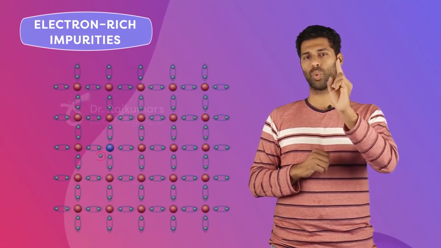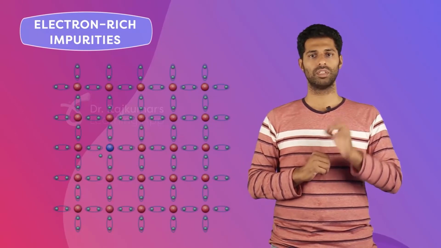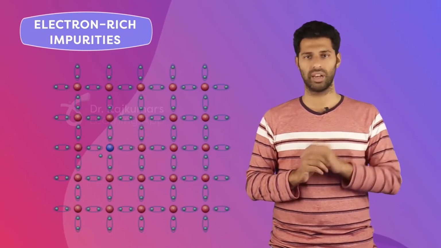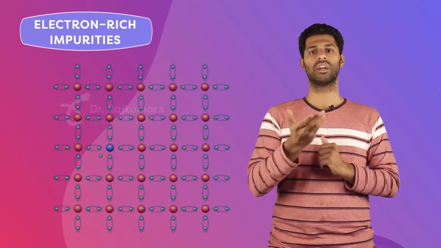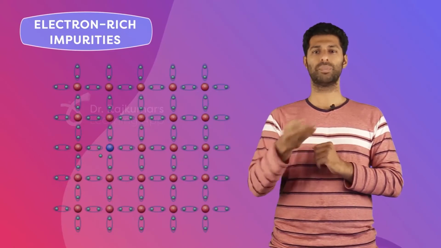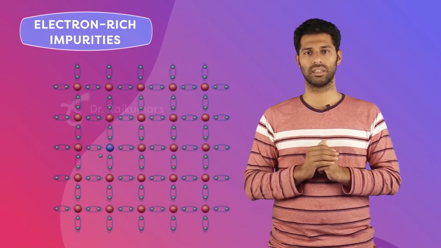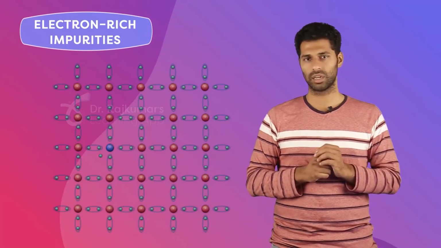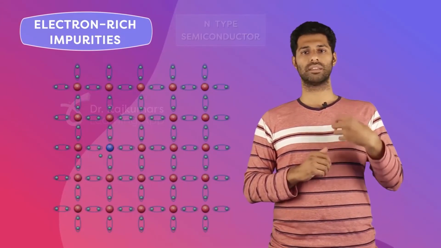Now, you find that one electron is left out, right? One electron of the phosphorus is outside. That is, there is an extra electron. Now, this excess electron is what will result in the conductivity. That is, increase in conductivity of this semiconductor. And just by adding phosphorus to silicon, I find that conductivity has increased. Such type of semiconductors are called N-type semiconductors because they have an excess electron.